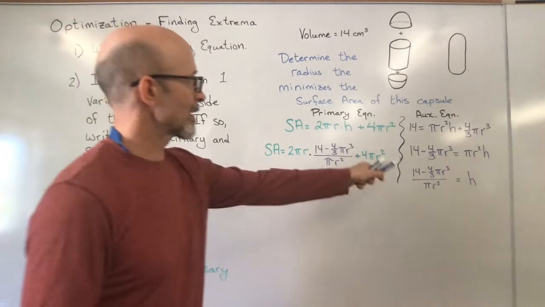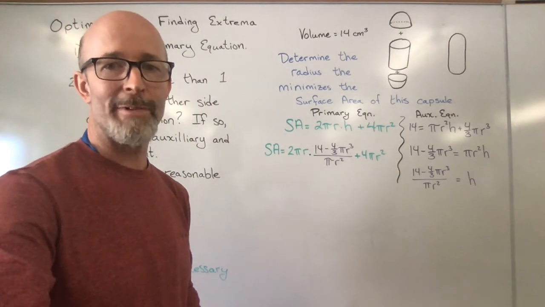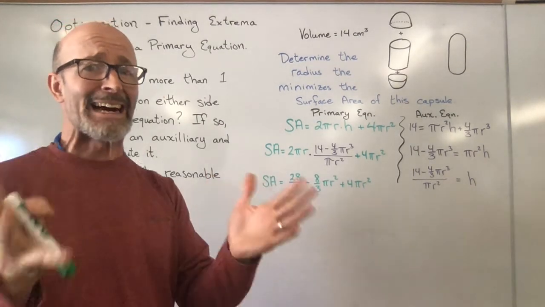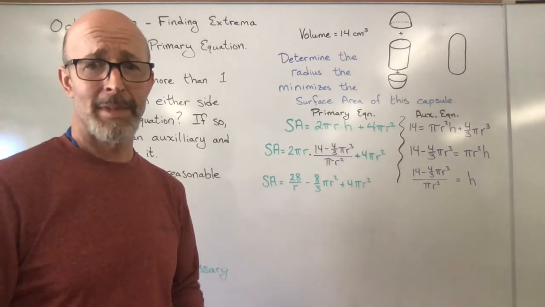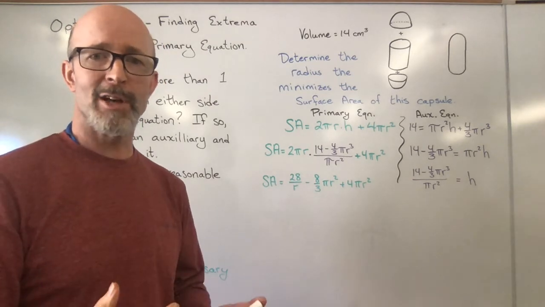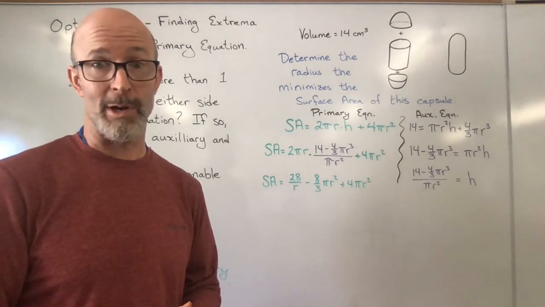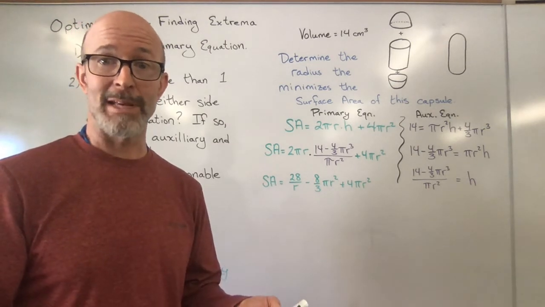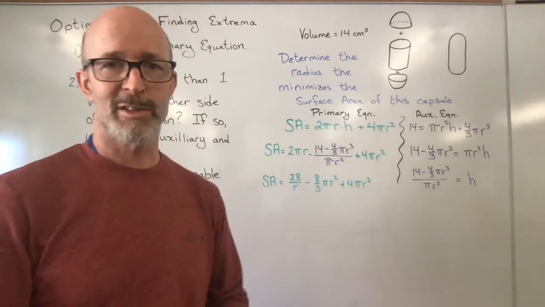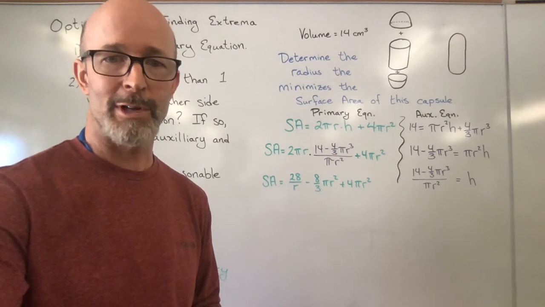I'm using my auxiliary, plugging in my primary. I'm down to just one variable on each side, radius and surface area. Thank God it simplifies a little bit. And now, is there a realistic domain? Well, I know my radius shouldn't be smaller than 0. I don't know what its maximum is. I could figure it out, but it's going to be realistic small positive numbers. Now I'm going to take the derivative and find those critical values.